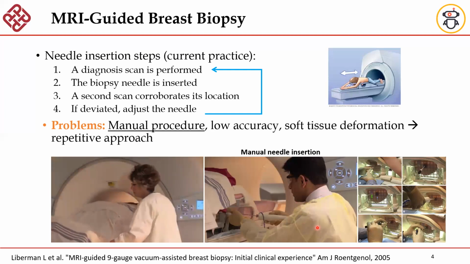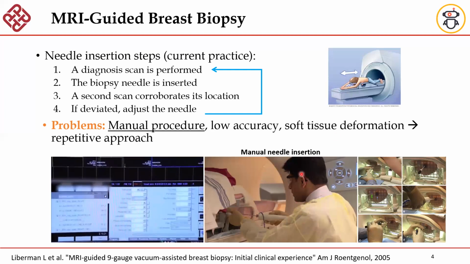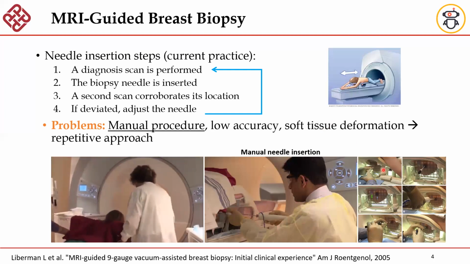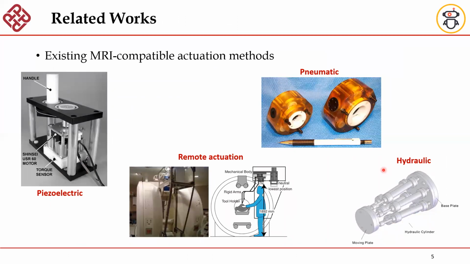This is precisely what we want to contribute, by developing mechanisms that can help drive this needle into some areas of breast tissue. We have many available options for driving the mechanism. Our focus in this paper is precisely on actuators. We have all the standard classical approaches. We can use piezoelectric, pneumatic, hydraulic, or even distantly moving or driving some tools inside the magnetic bore. All of these have different advantages and disadvantages.